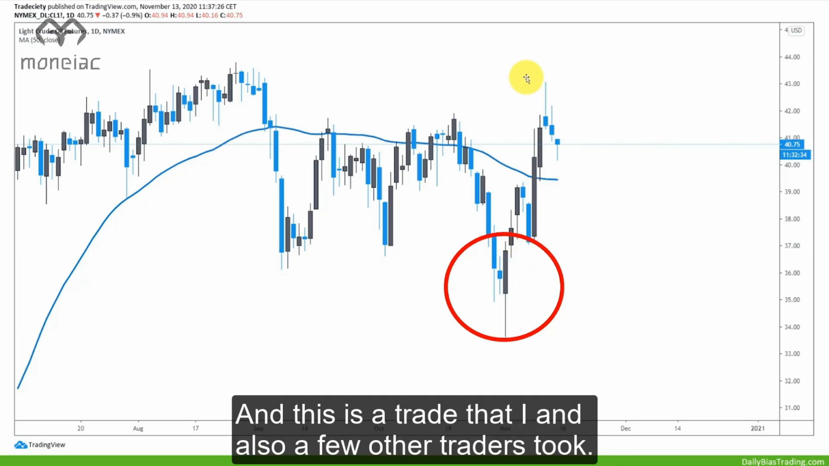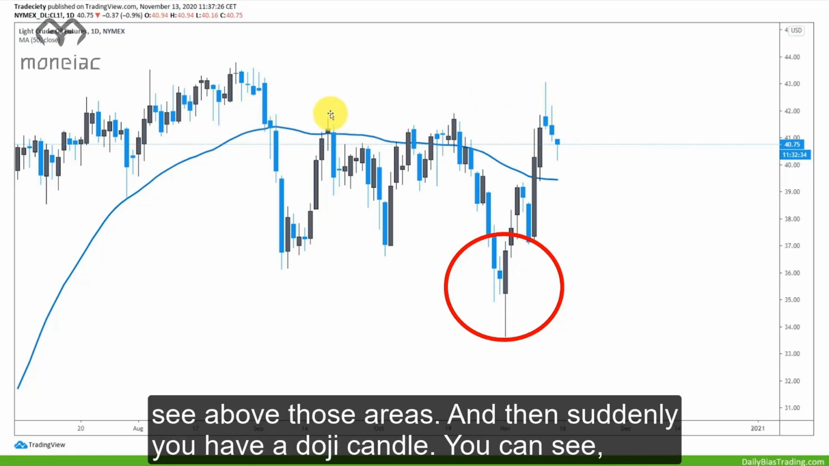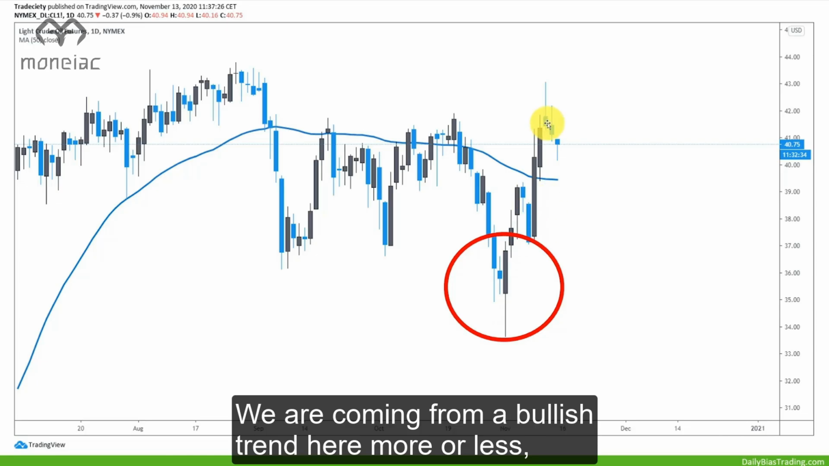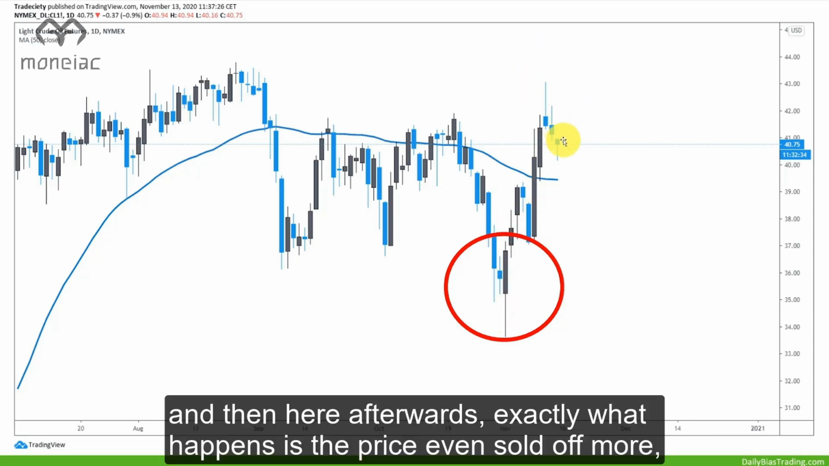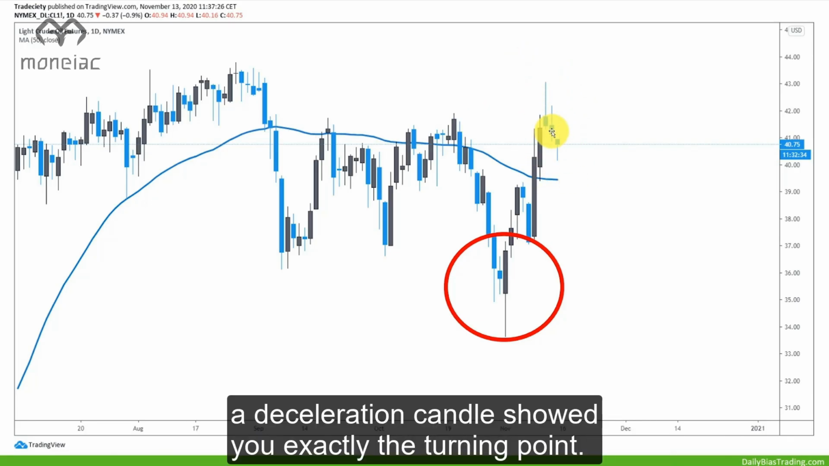And this is a trade that I and also a few other traders took. You can see deceleration at its best, reaching the previous resistance here above those areas. And then suddenly you have a doji candle. You can see we have 1, 2 very strong bullish candles. We are coming from a bullish trend here more or less. You can see it started here with this deceleration candle. And then afterwards, what happens is the price even sold off more. And those pin bars, in this case, a deceleration candle, showed you exactly the turning point.